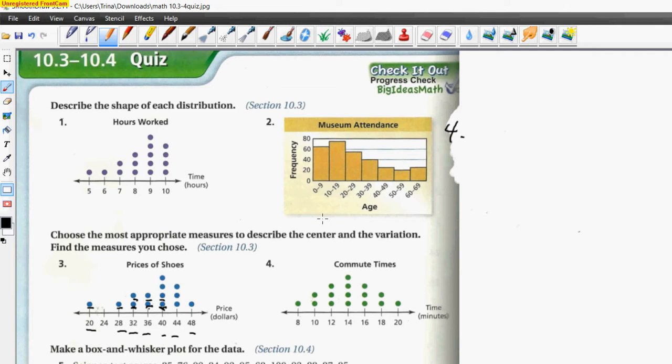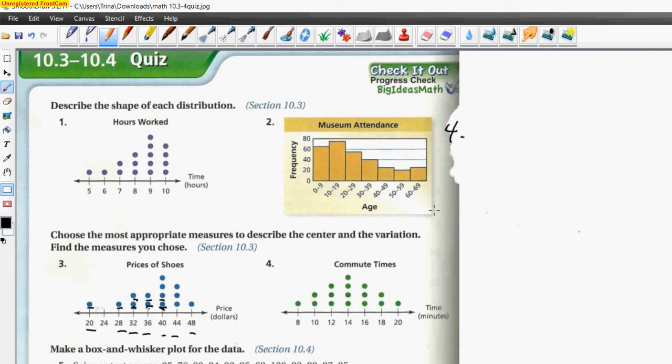Let's go from here. If we add all these dots up, for 8, how many dots? There's 1. How many dots in 10? There's 2. How many dots in 12? There's 3. How many dots in 14? As you can see, there are 4 dots right here. How many dots on 16? There are 3 dots. How many dots on 18? There are 2 dots. How many dots on 20? There is 1. So it's symmetric. They're all even on both sides.